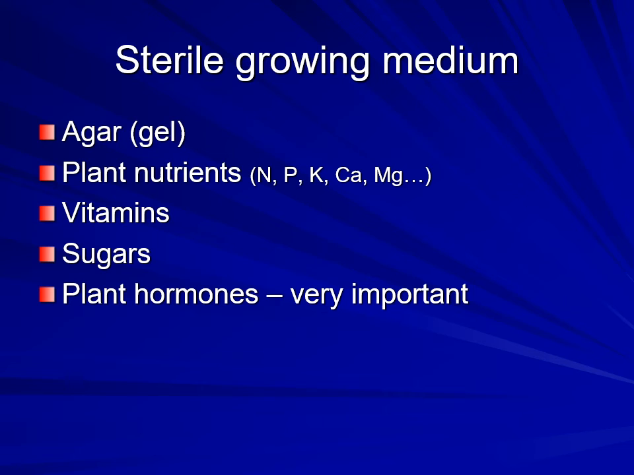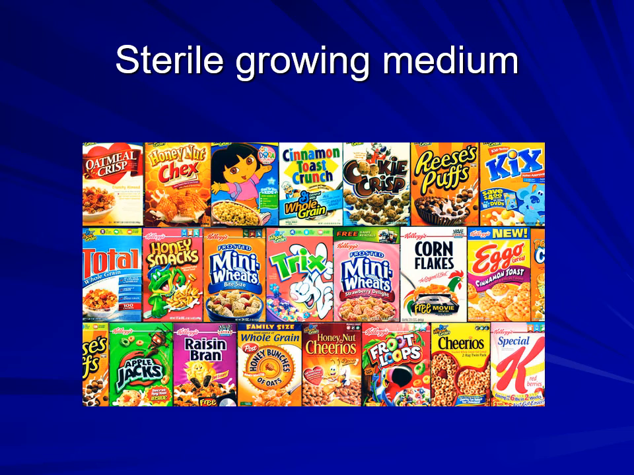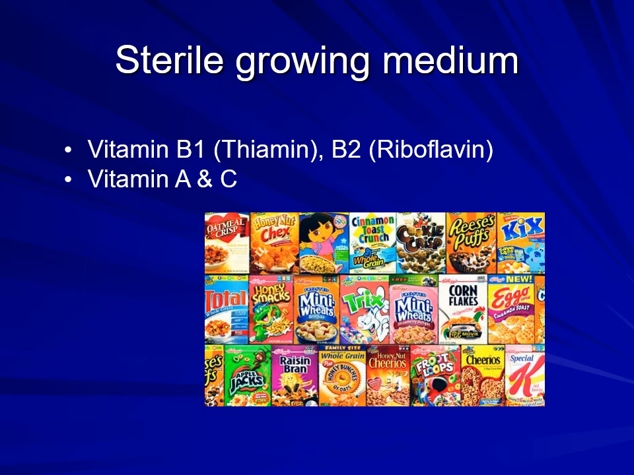And then, of course, lastly, plant hormones are applied. I've got this picture because a lot of the vitamins that we use in tissue culture are also in your cereal. So when you're eating your breakfast, I always flip the box around, read the ingredients, look at the niacin and riboflavin, vitamin B1, all that stuff.